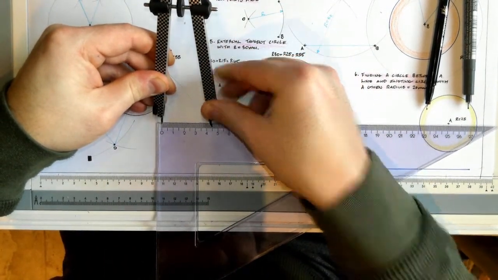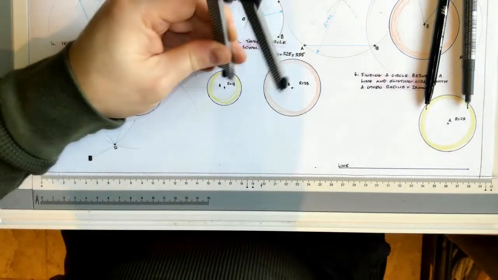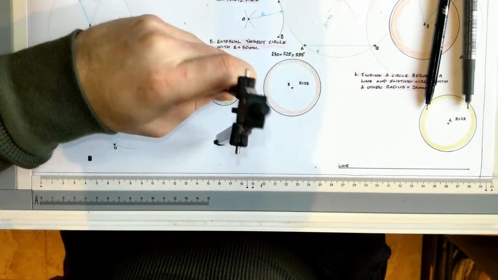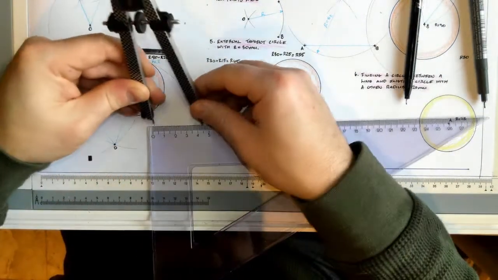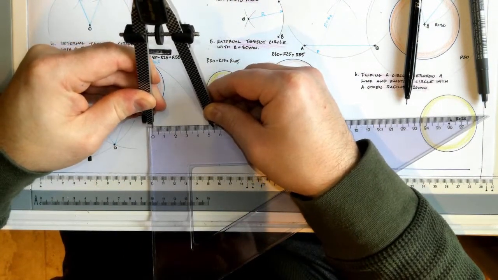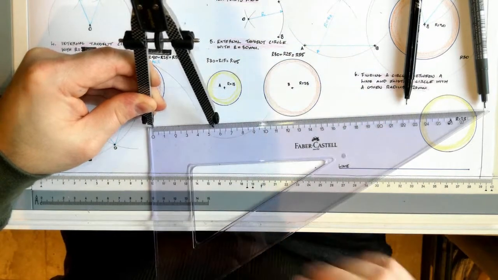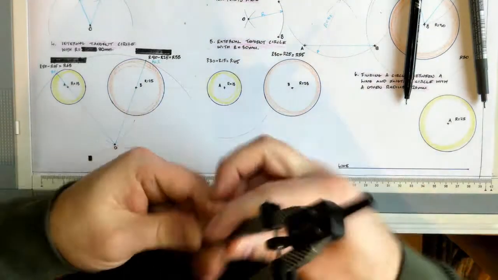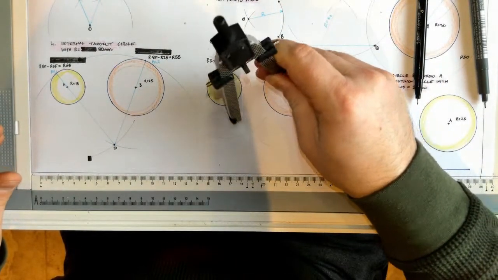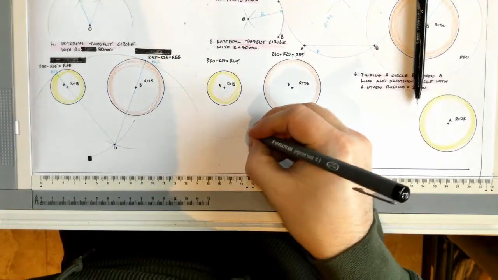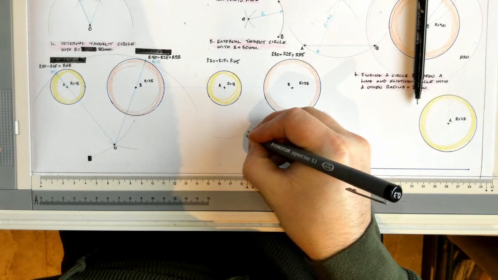Okay, so 45 millimeters, like so. Okay, point A, swing an arc, go back, measure 55 now. The 55 goes on point B, like so. Swing another arc. That gives us point O.